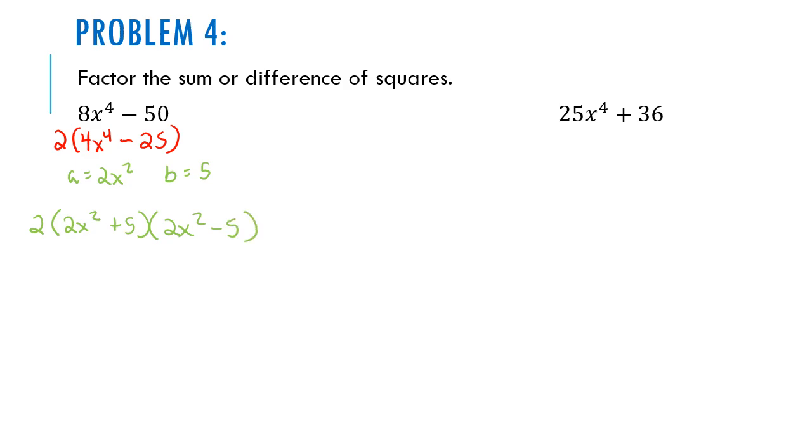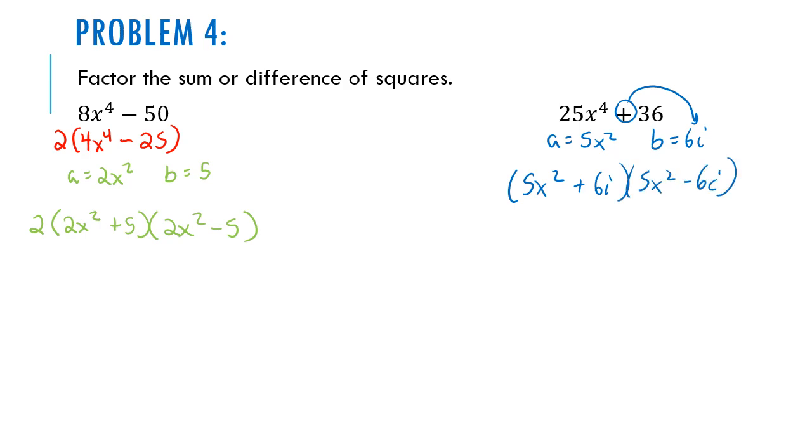In our next one, we have a 25 and a 36. They definitely don't have a greatest common factor. I can simply ask the question, what two identical numbers multiply to give me 25x to the 4th? 5x squared. Two identical numbers that multiply to be 36? 6. But since there's a plus sign, it needs the i. So our factors are simply 5x squared plus 6i, 5x squared minus 6i.